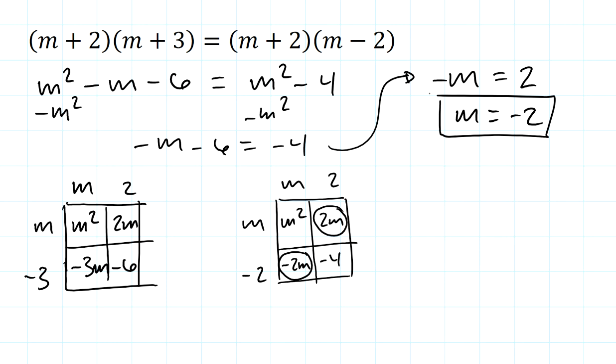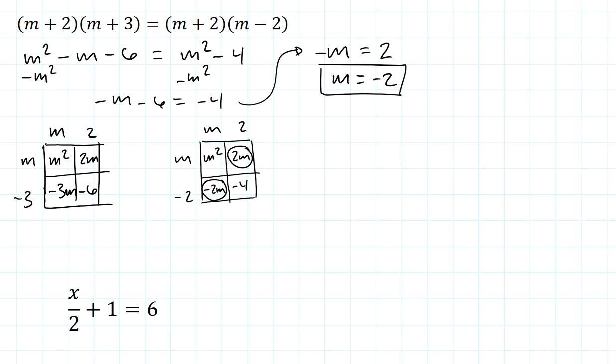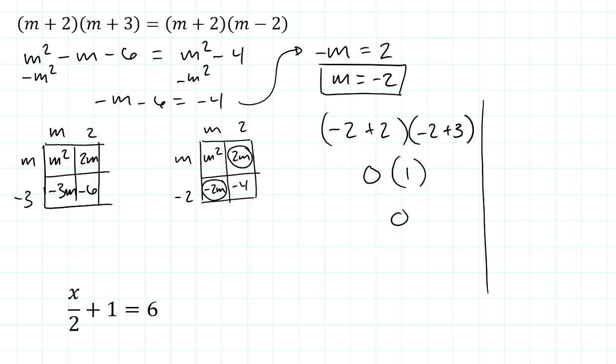Now, if I plug that back in to the original equation as a check, let's take a look at it. So it was m plus 2, so this is going to be a negative 2 plus 2. And then that's going to be an m, which is negative 2 plus 3. So if I look at this side alone, I have 0 times the number 1, which is 0. So this whole left-hand side ends up being just 0 when m is negative 2.